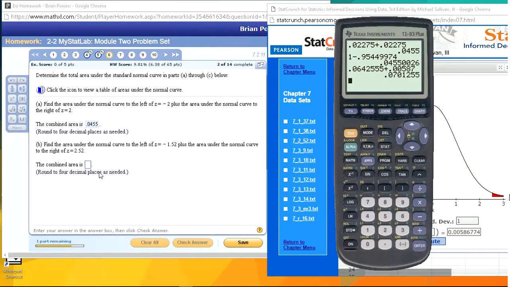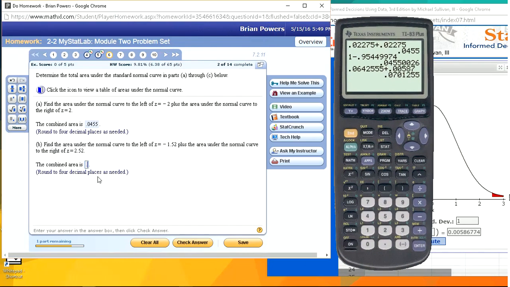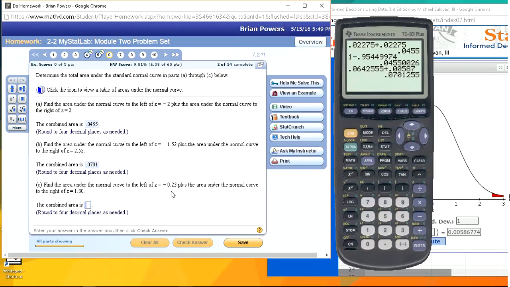So here's what I've got. The total is 0.0701. Nice. Okay. All right. I'm going to skip this next one. After those two, you can see how you do the next one.